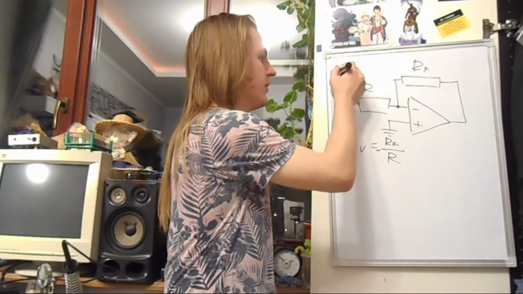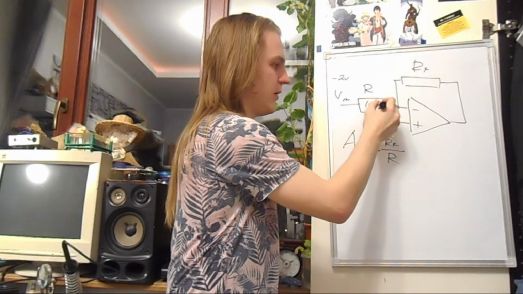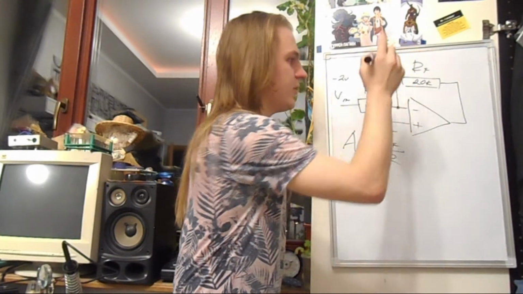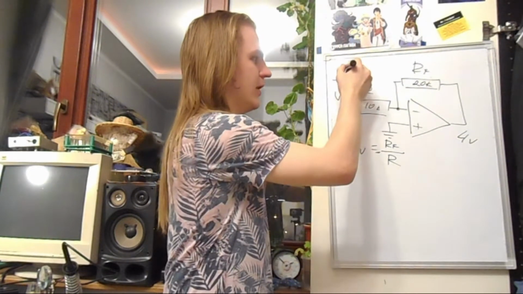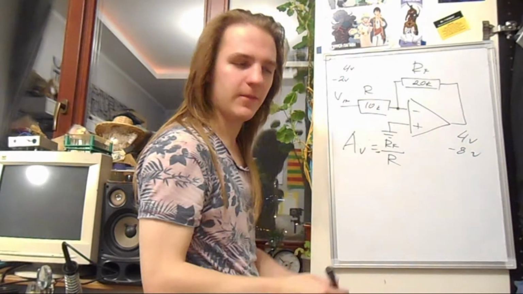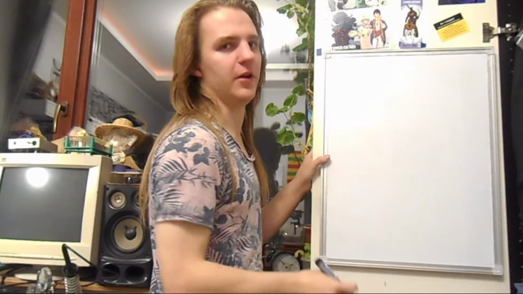So if you put minus 2 volts here, this resistor is 10 kilo ohms and this is 20 kilo ohms, you will get 4 volts at the output. If you have 4 volts here, you'll get minus 8 volts output. Get it? This little amplifier circuit will help us recover the signal from the passive mixer network.